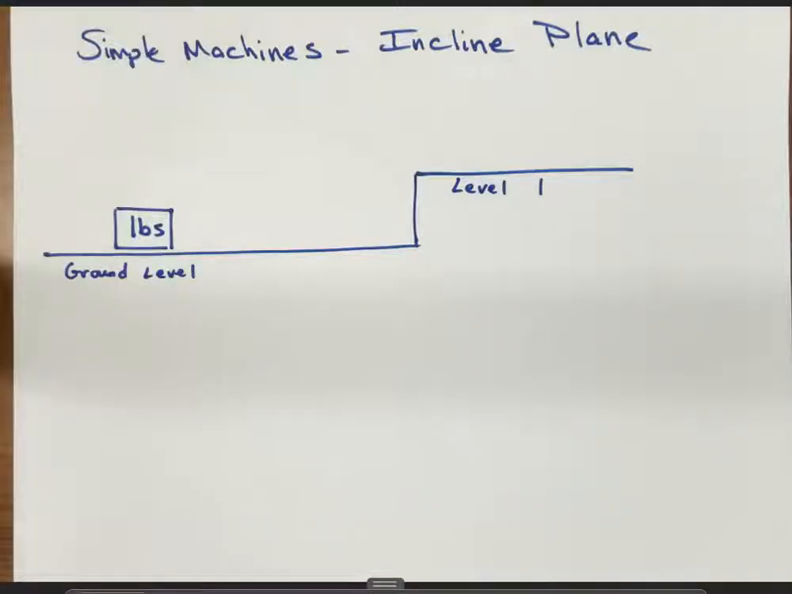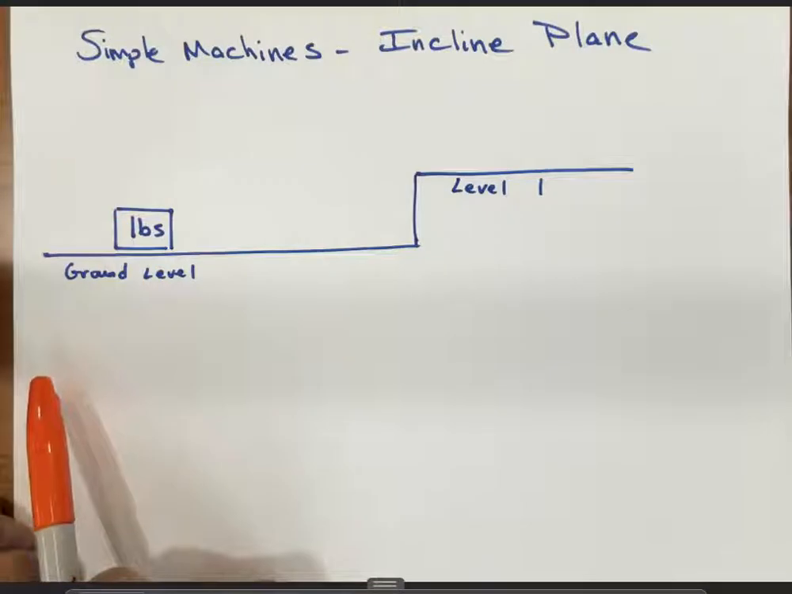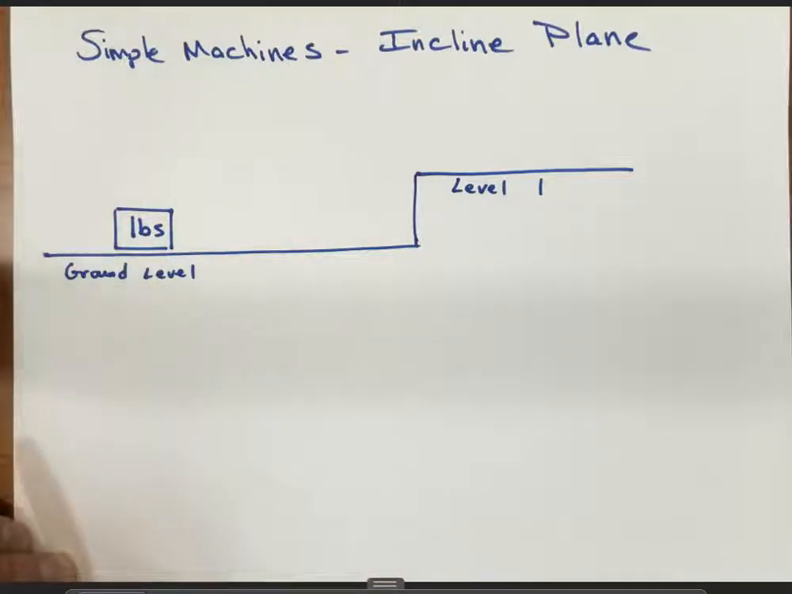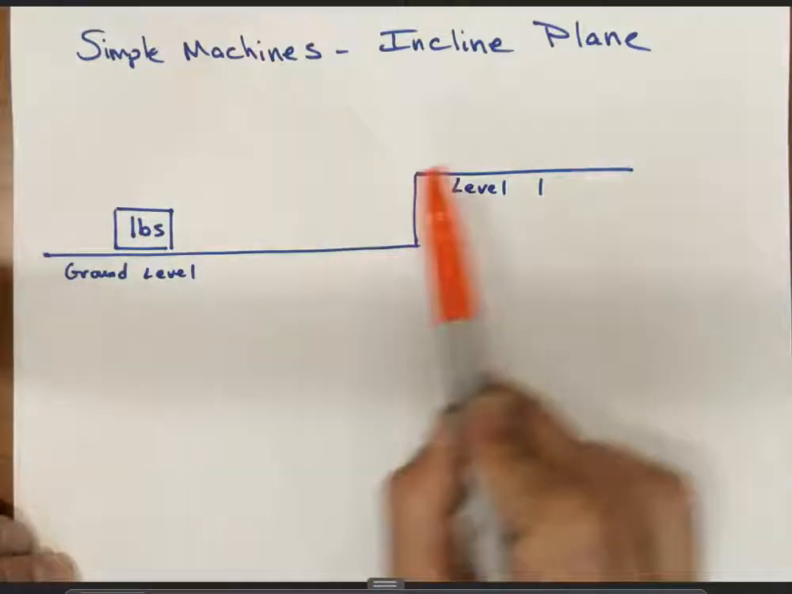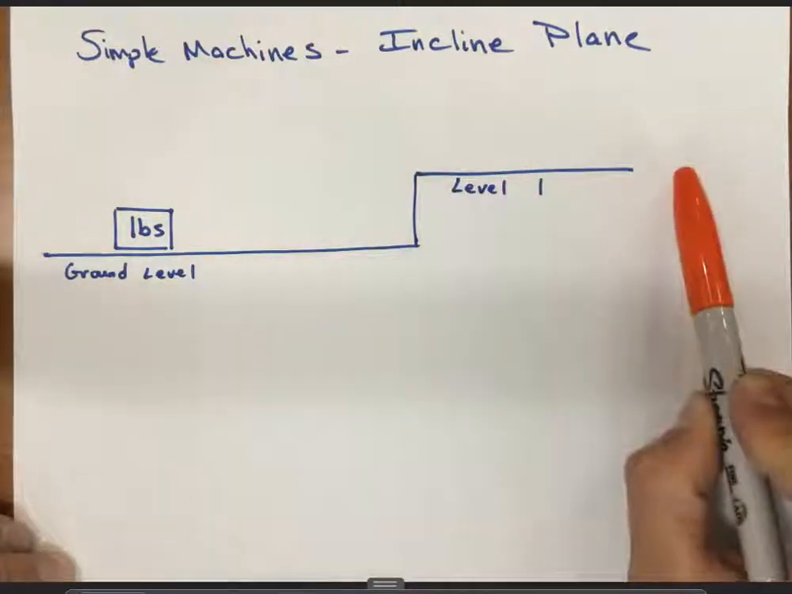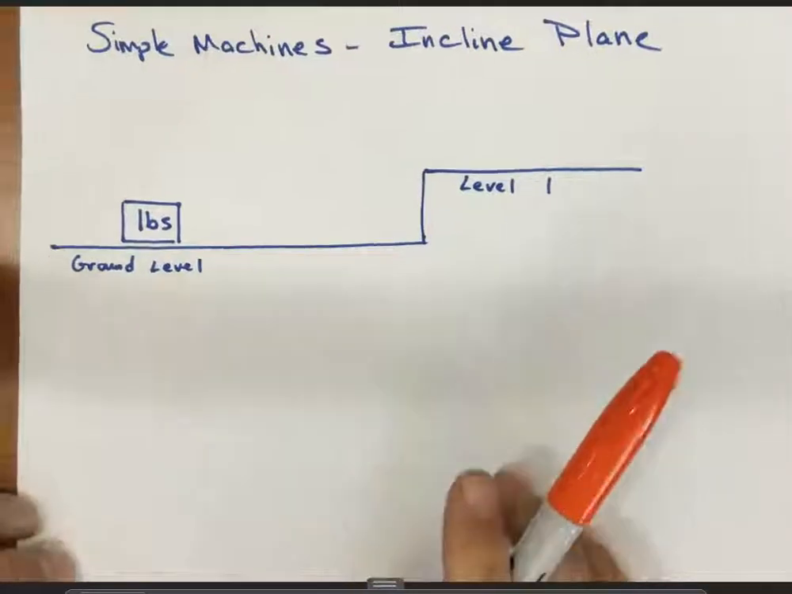Hi, let's briefly talk about one of our simple machines. It's a very simple one, an incline plane. Imagine that you have an object that has some weight, and it's on the ground floor, it's outside, and you would like it to be in a building which is slightly elevated.